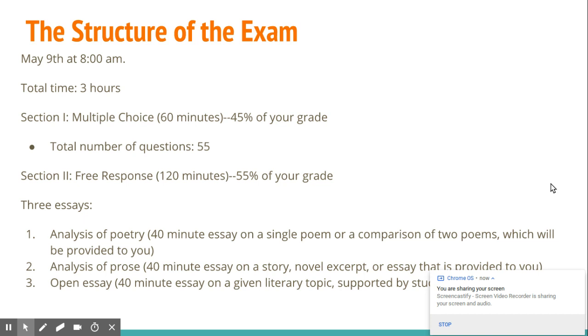So as most of you know, the exam starts on May 9th at 8 a.m. Make sure to eat a good breakfast that morning and make sure to get here well on time. Try to get here a little bit early. It'll last about 3 hours, and there are 2 sections.